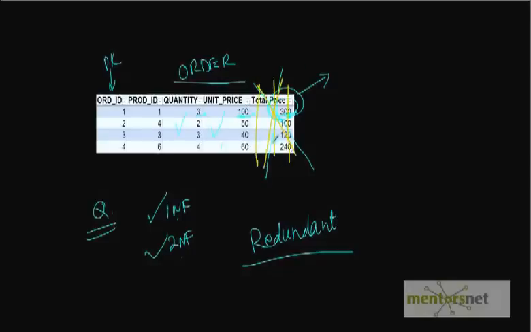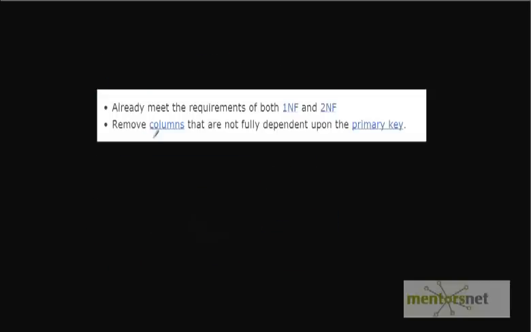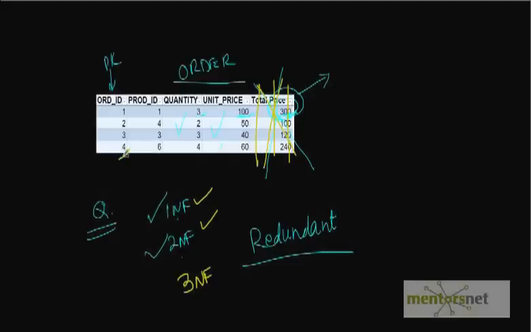And that is what is called the third normal form. Third normal form should first of all conform to 1NF and 2NF, and on top of that we have this criterion: remove the columns that are not fully dependent on the primary key. Here the primary key is the order ID, and this total price is not really dependent on the order ID. So this is essentially what is called third normal form. We do not really need this total price.